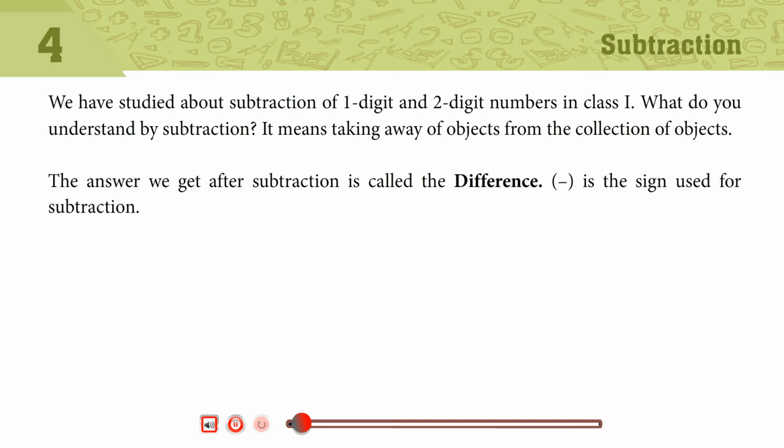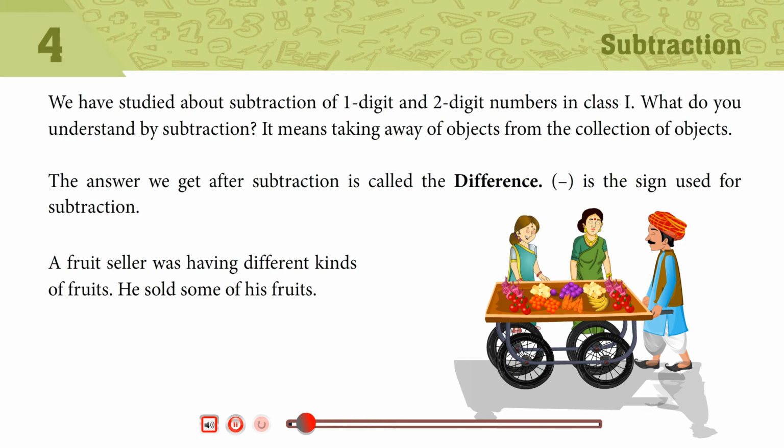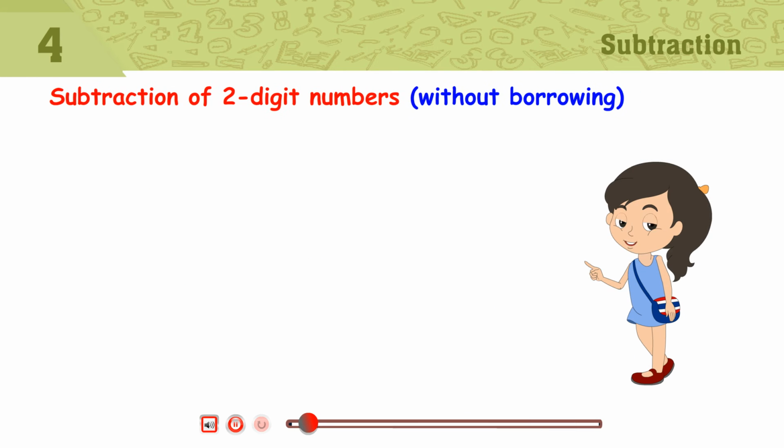The answer we get after subtraction is called the difference. Is the sign used for subtraction? A fruit seller was having different kinds of fruits. He sold some of his fruits. Subtraction of two-digit numbers without borrowing.